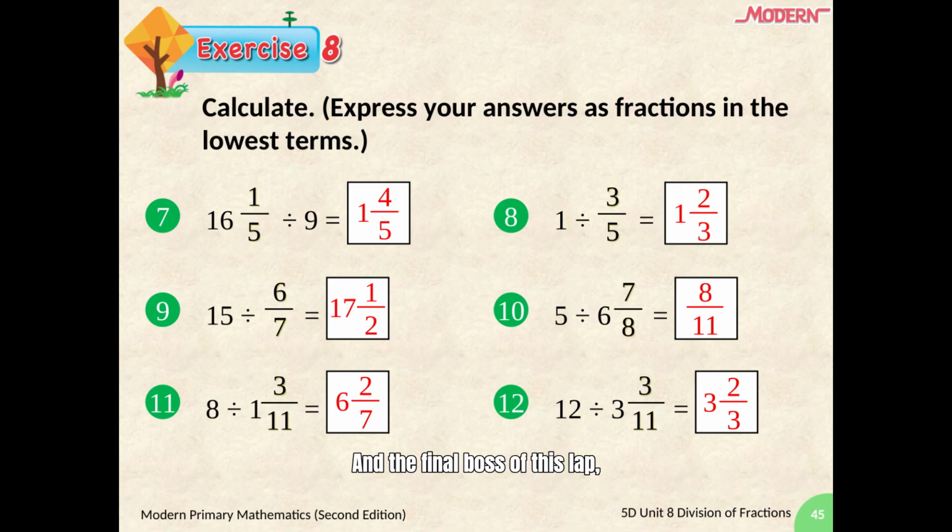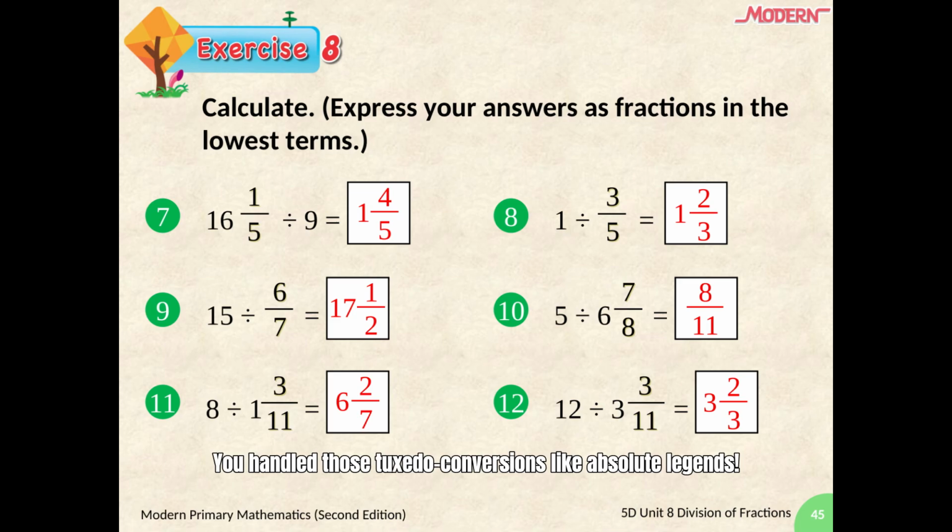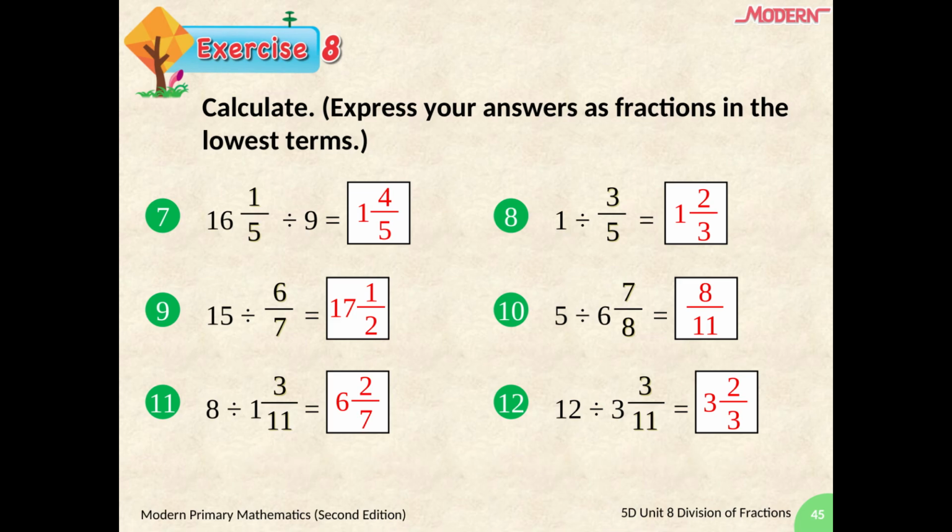And the final boss of this lap. Problem 12. 12 divided by 3 3/11. Result, 3 2/3. You handled those tuxedo conversions like absolute legends. Your math engines are performing at peak efficiency, almost at the halfway point.